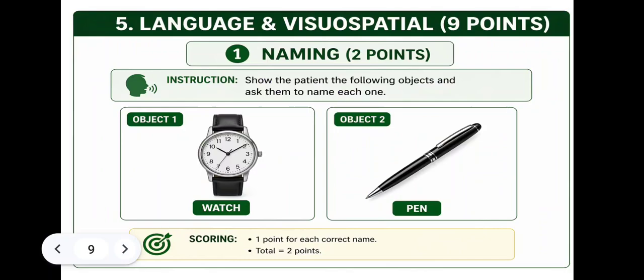Examination of language and visuospatial skills. Among these, the first point to be examined is naming. The patient is shown 2 objects and asked to name them. If he is able to name the things correctly, then 2 points will be given to him.